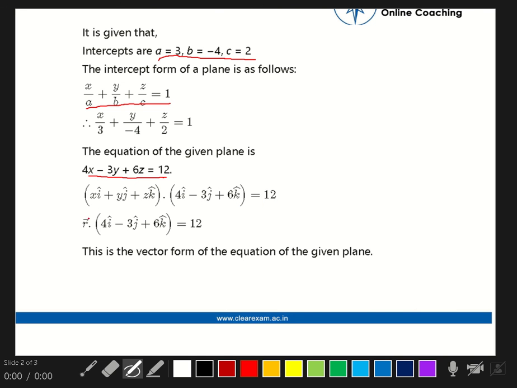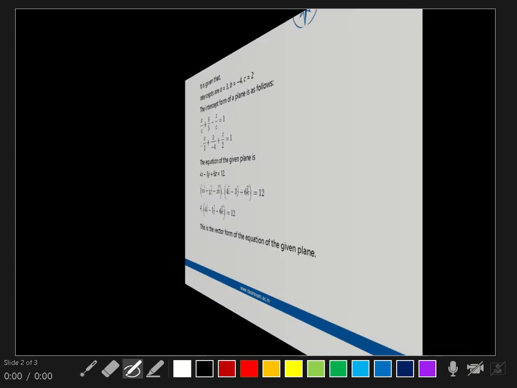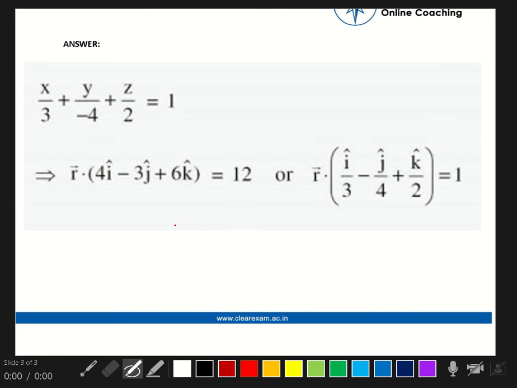Now let this be the r vector. The dot product of this vector will equal 12, and this is the vector from the given equation. You can check that this is the required vector form, and we can also write it by putting this. We can write it also like this.